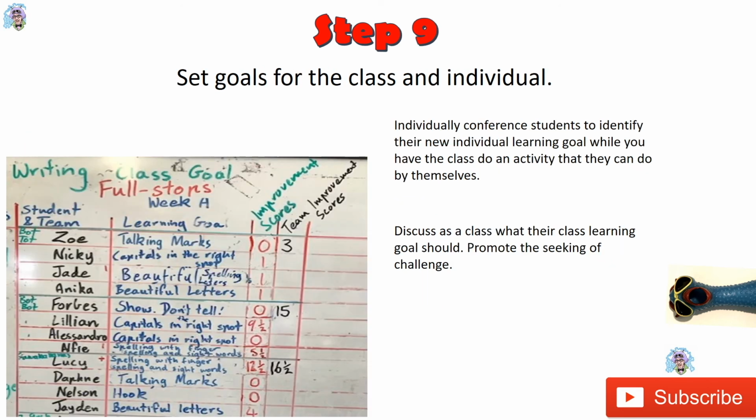Step 9, set goals for the class and the individual. So what you can do here is individually conference students to identify their new learning goals, while you can have the rest of the class do an activity they can do by themselves. Also discuss as a class what the class learning goal should be and promote the seeking of challenge, to push themselves a little bit to achieve a goal that isn't too hard, but isn't too easy either.